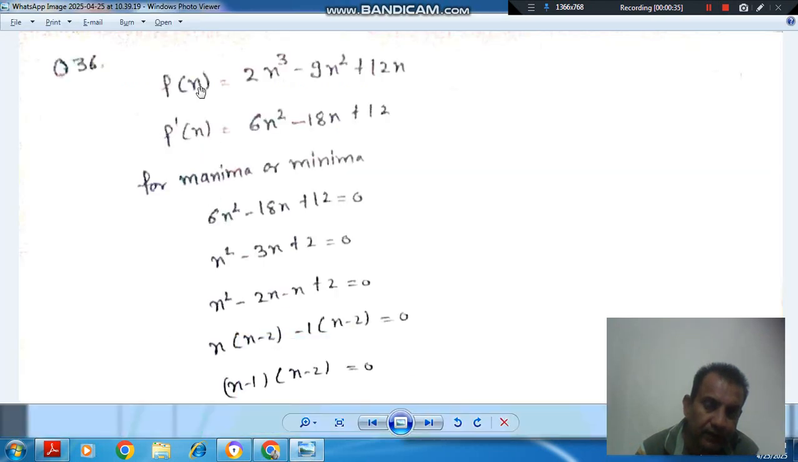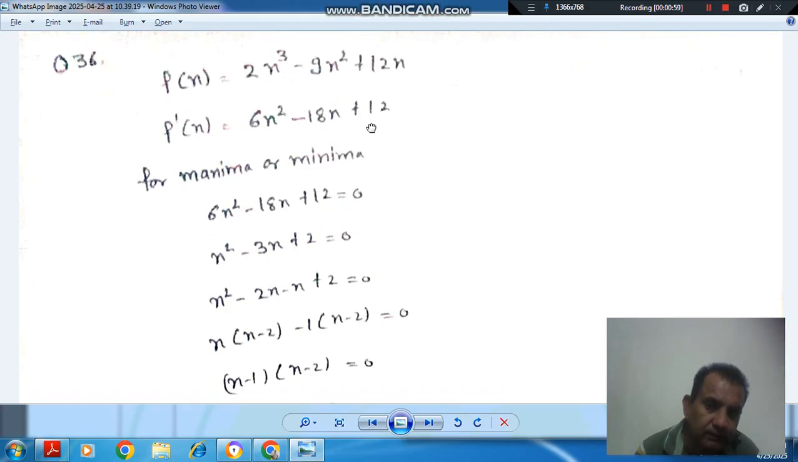So here f(x) is given as 2x cube minus 9x square plus 12x. If we differentiate it with respect to x, then f dash x is, so differentiation of x cube is 3x square, so it will be 6x square, and it will be 18x, and this will be 12x.